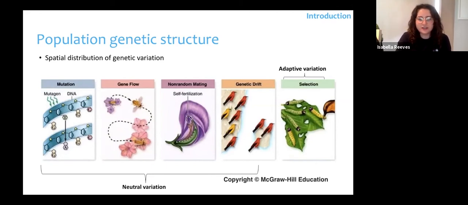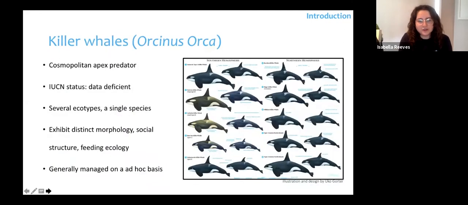So a really good example of a species that needs that sort of information and has those rare and elusive characteristics in a lot of the regions of the world is, of course, the iconic killer whale. So they're a cosmopolitan apex predator. They're found from the polar pack ice to the equator. They're currently listed as data deficient by the IUCN, and there's several ecotypes currently recognised within a single species.